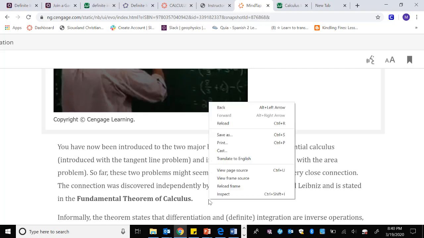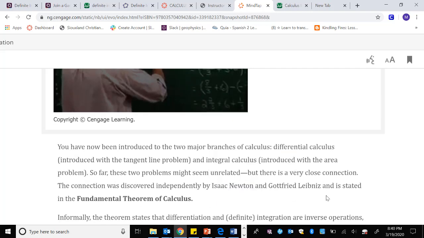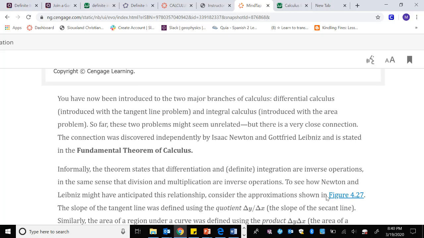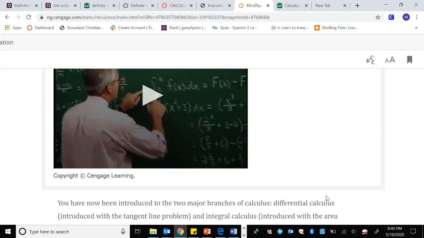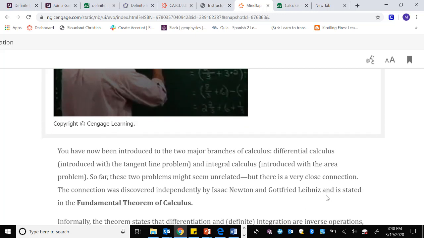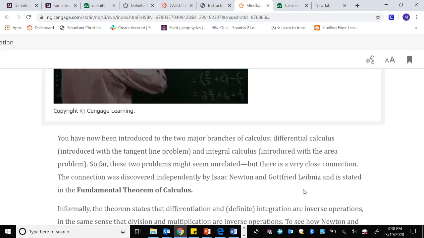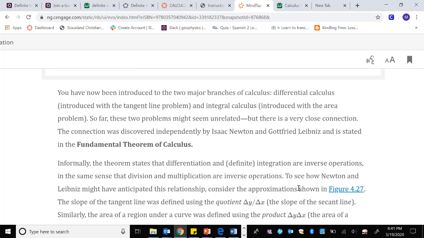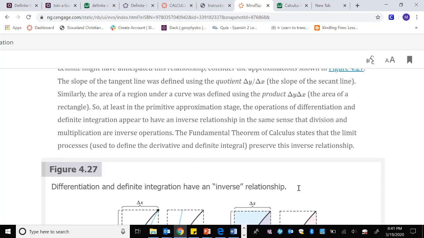So that's where it came from. That's the history behind it in about 2 minutes, which could take 3 classes. So what we're going to do today is look at the fundamental theorem. Basically, how do differentiation, taking the derivative, and integration, the antiderivative, become inverse operations? Because really they are inverse operations, and that's what we're going to look at today.